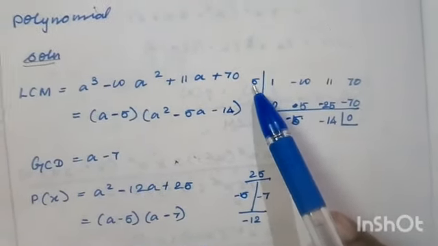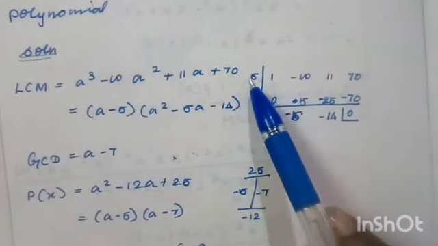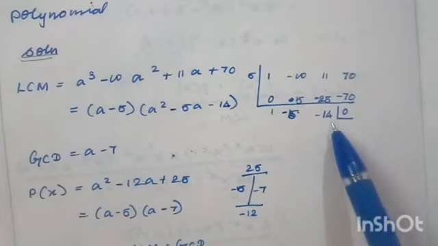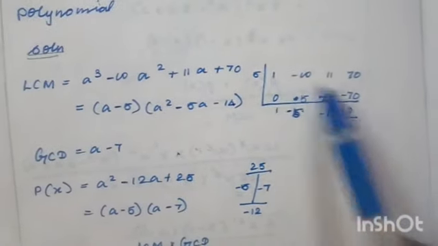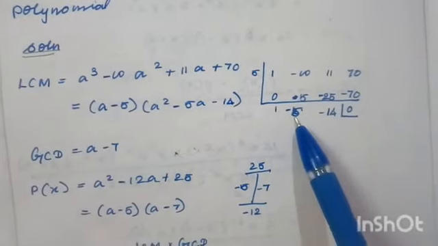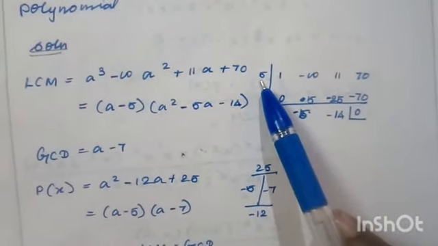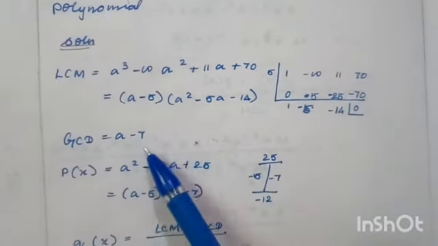So now 5 is possible. 1 into 5 is 5. Then you multiply, minus 25. Simplify this, minus 14. Multiply these two, minus 70. So it is satisfied. So it is a square minus 5a minus 14, which is written as a minus 5. So the GCD is a minus 7.